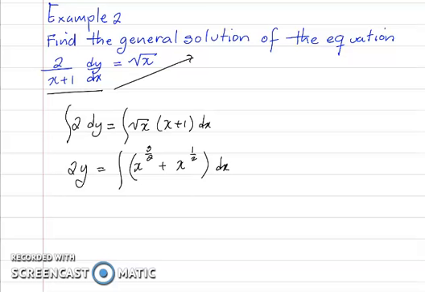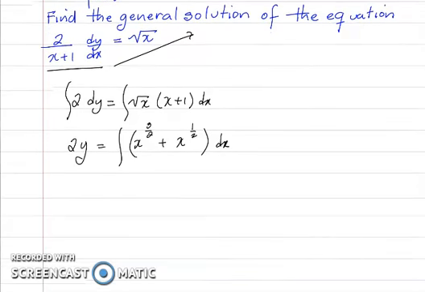What I did is I removed the brackets by applying the distributive law. The root of x is the same as saying x to the half power. If I multiply x to the half power by x, I'm going to get x to the power 1.5, which is the same as saying 3 over 2. If I multiply the root of x by 1, I'm going to get the root of x, which is the same as saying x raised to the 1/2 power.